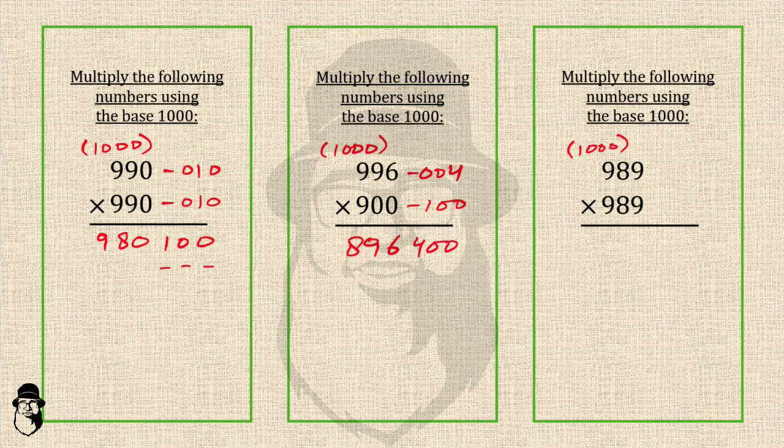Here we have 1000 as the base. 9 from 9 is 0. This 8 from 9 is 1. And this 9 from 10 is 1 also. Here we have the same, 11 far from 1000. First part of the answer is 989 minus 11 is 978. And that's first part of the answer. Second part of the answer is we multiply these two deficiencies. 11 times 11 is 121 and that's our final answer.